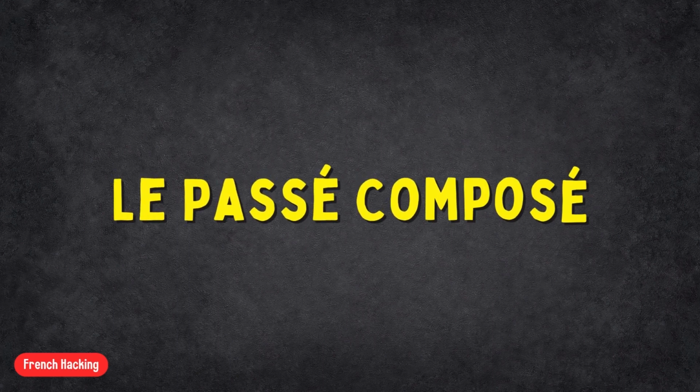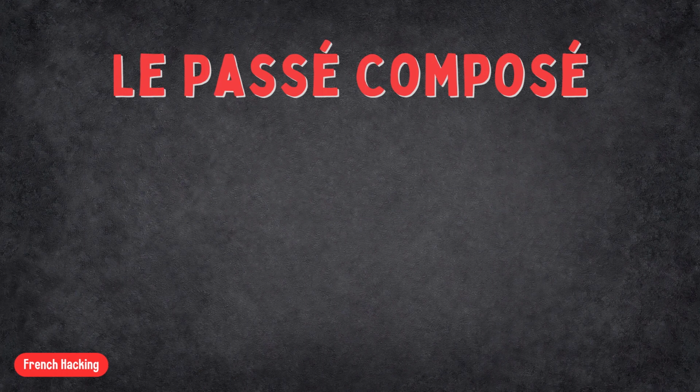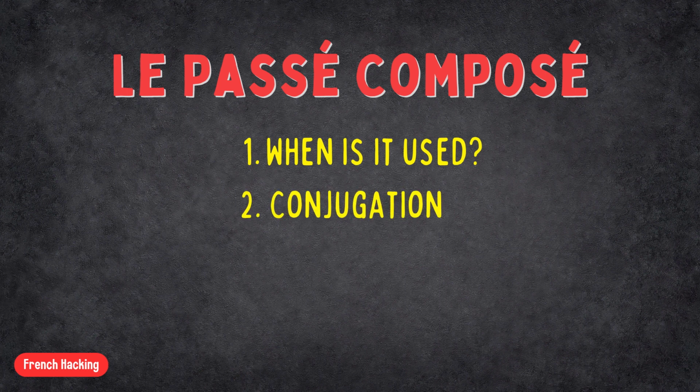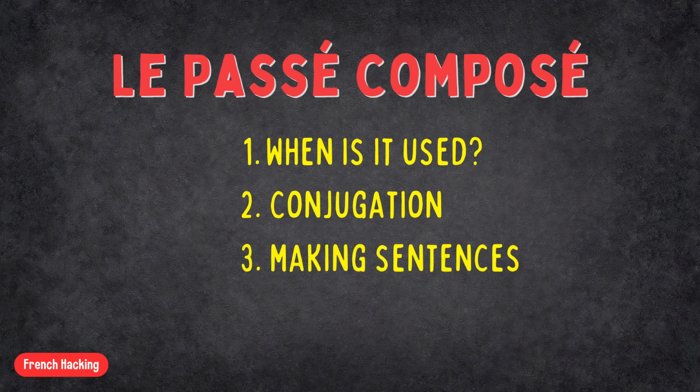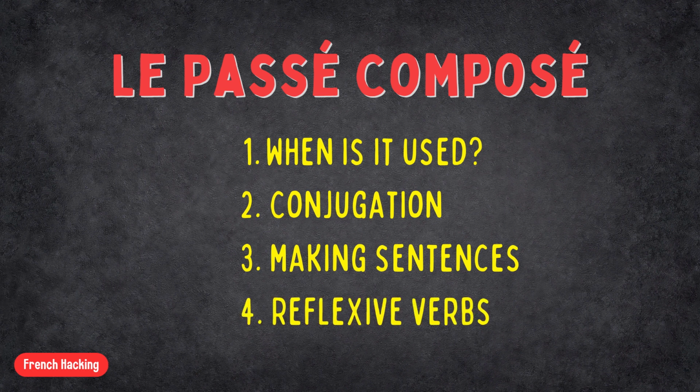As you may already know, le passé composé is one of the first tenses you study as you learn French, and it's also one of the most complex ones. So in this video, I will go over when it is used, how it's conjugated, including when to use être and when to use avoir, and irregular verbs, forming sentences, and finally, reflexive verbs.